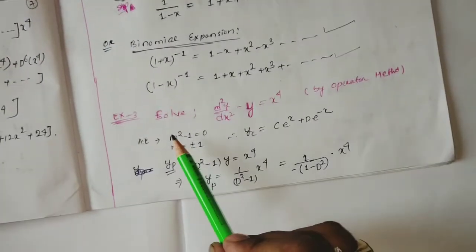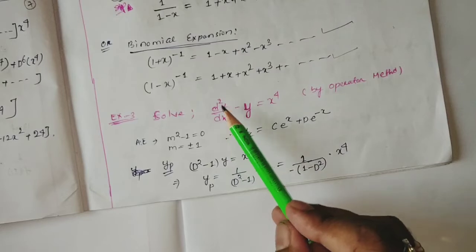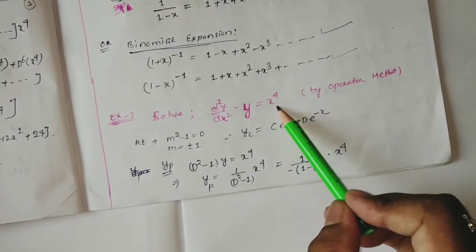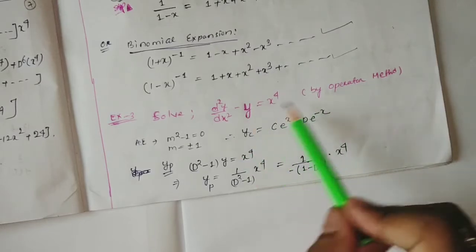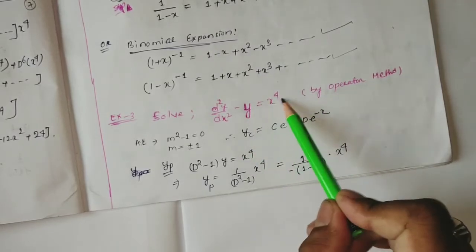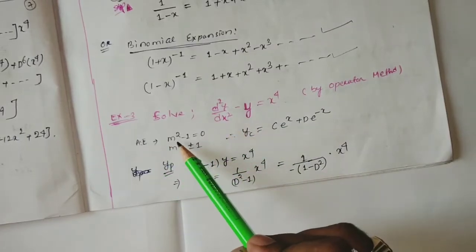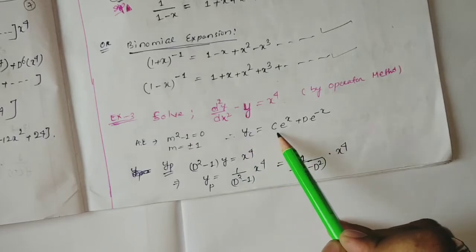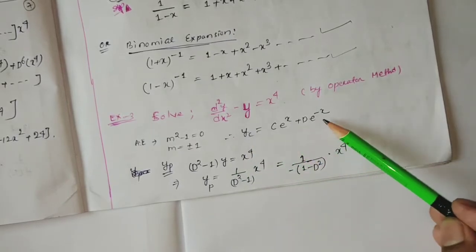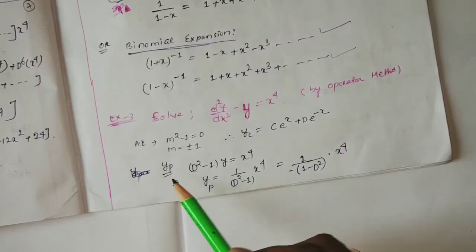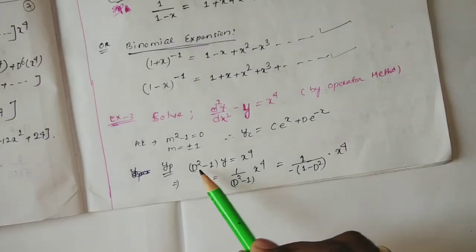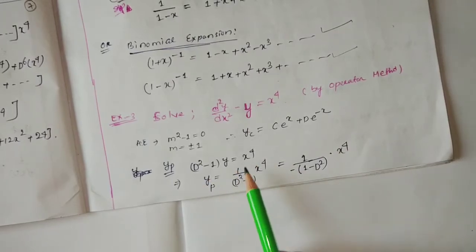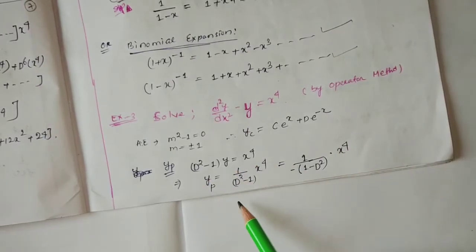Right? Now we go to a numerical: d square y by dx square minus y equals x to the power 4. So here there is only a polynomial, no sin x, no cos x, no trigonometric, no exponential. The auxiliary equation is m square minus 1 equal to 0, so m equal to plus or minus 1. Hence the complementary function is c e to the power x plus d into e to the power minus x. Now the particular integral: (D square minus 1) y equal to x to the power 4. So yp will be 1 by (D square minus 1) x to the power 4.